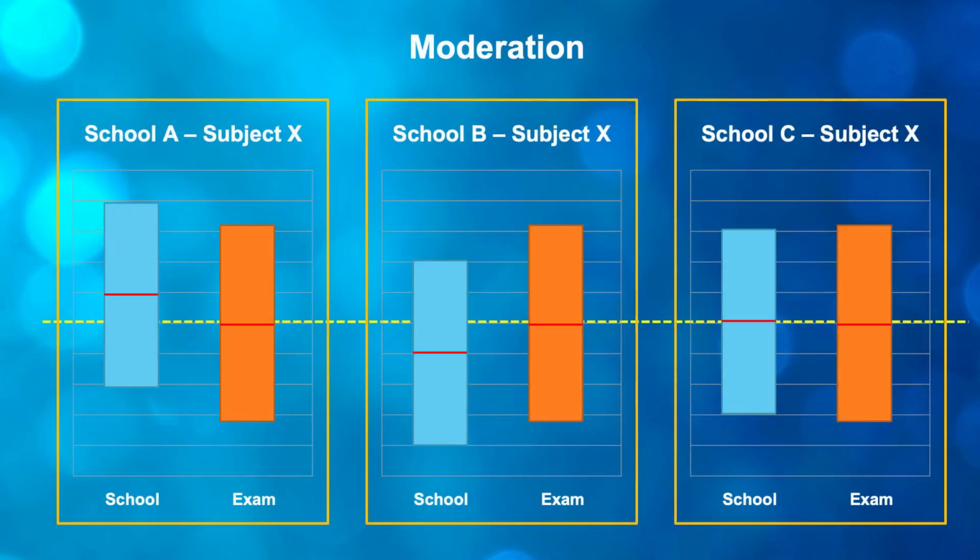So the moderation process just looks at the performance of people in the exam and adjusts the average and the spread of marks from their school assessments so that it aligns more closely with how they've done in the exam. So you can see in this theoretical example in School A and School B, that's resulted in a quite significant change to the overall marks. In School C, their school performance was pretty close to what they got in the exam anyway, which is actually the most common thing across the board as it is. So their adjustment was pretty minor.